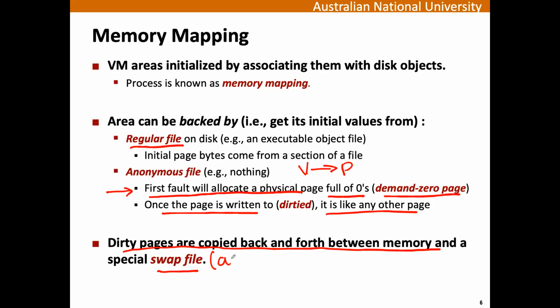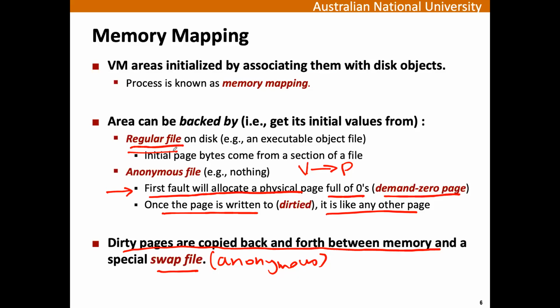Note that this is only true for anonymous pages. If you back a mapping by a file, then you write to the file. But anonymous pages don't have a backing file on disk, so the kernel will write them to a special file called the swap file. You might have heard of swapping in your laptops and other machines that you use.